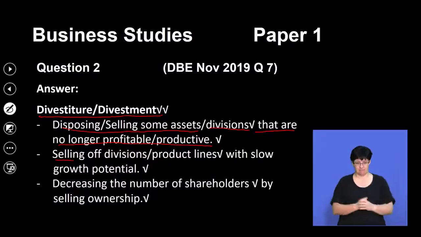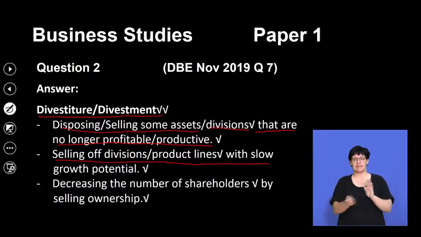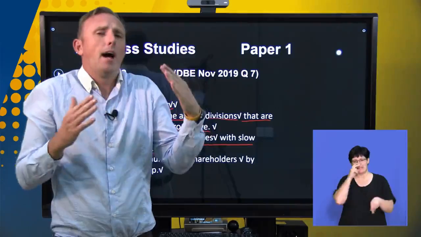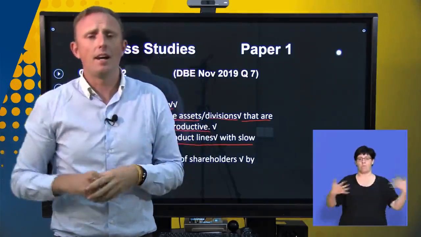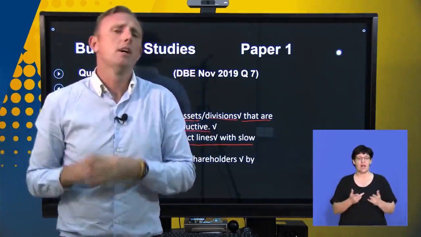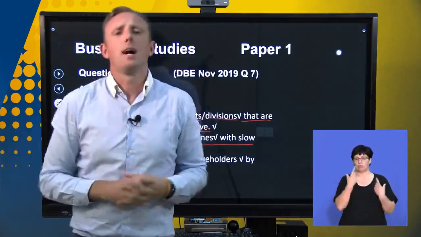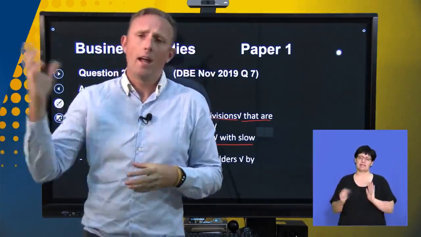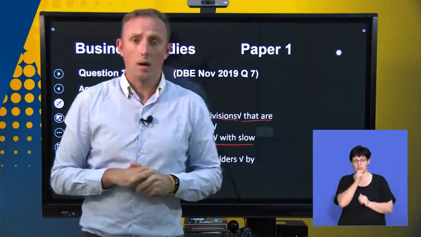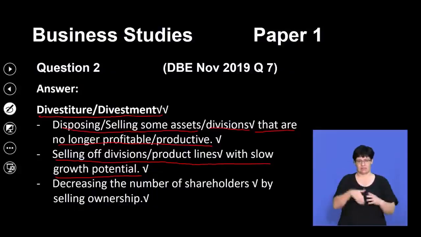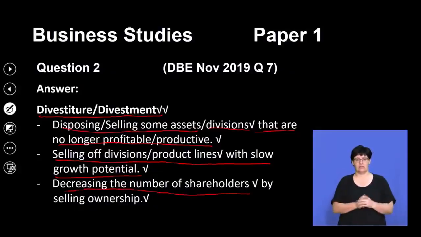Right. Maybe the selling off of divisions or product lines with slow growth potential. Right. So businesses need a lot of growth, where those particular lines, there isn't a lot of growth there. So they might sell it off to use that money elsewhere. Right. You could potentially decrease the number of shareholders by selling ownership.